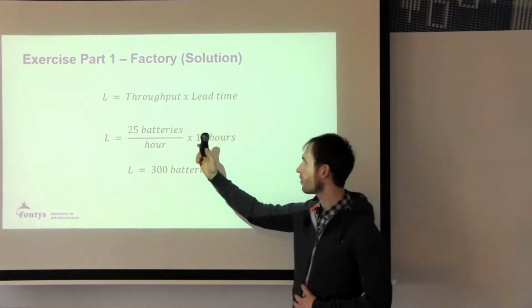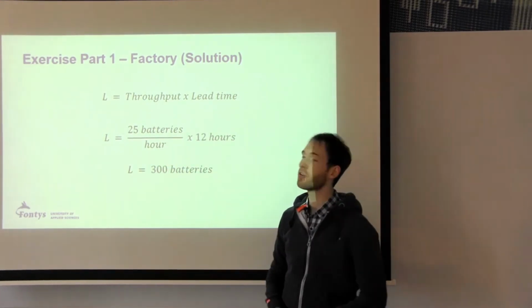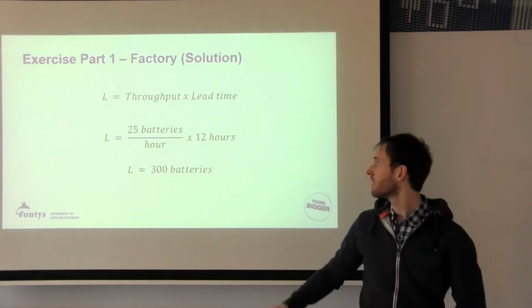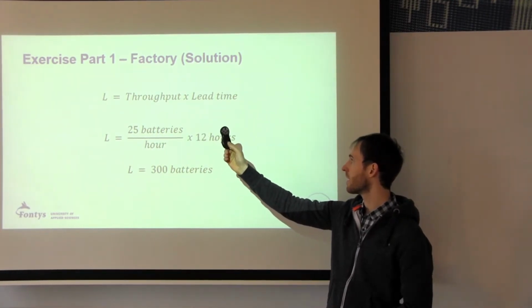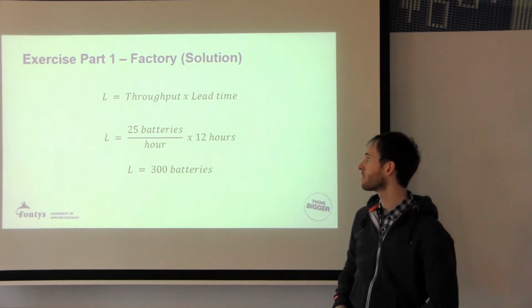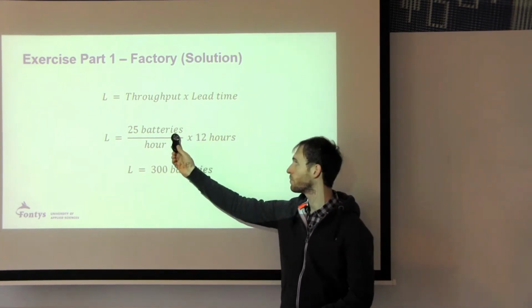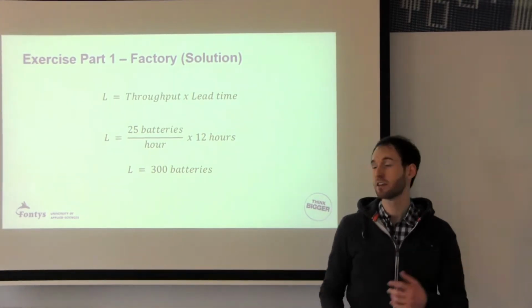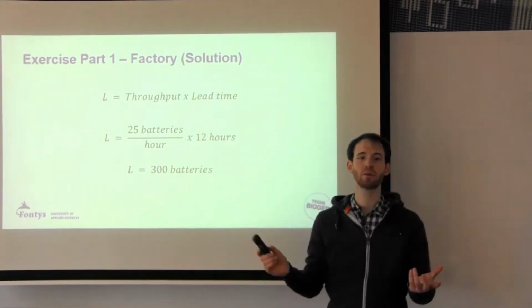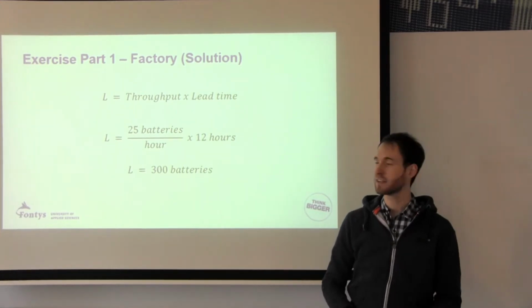So we said before, the work in progress, the load, the L, is equal to throughput multiplied with lead time. So work in progress equals throughput multiplied with lead time. So throughput is 200 car batteries per 8 hours. So this means 25 batteries per hour if we divide 200 by 8.